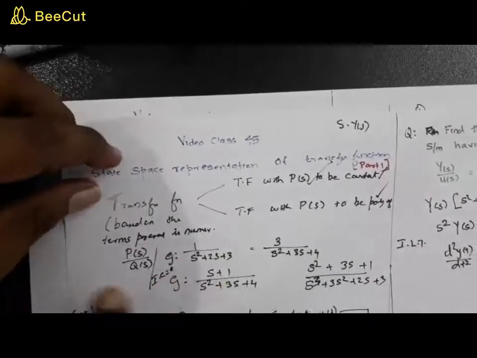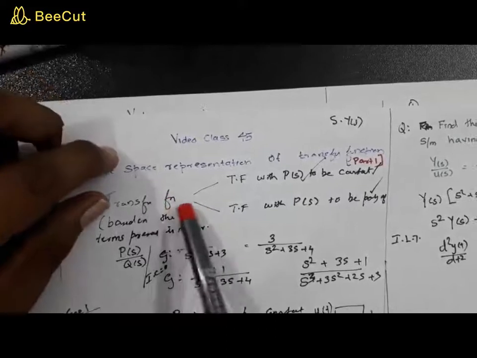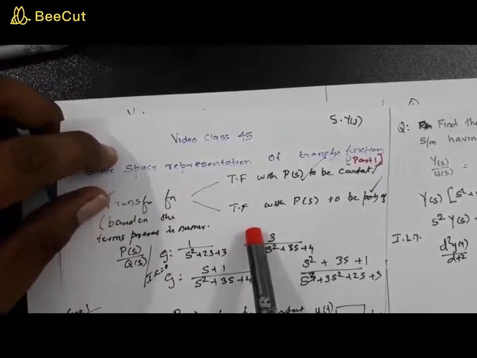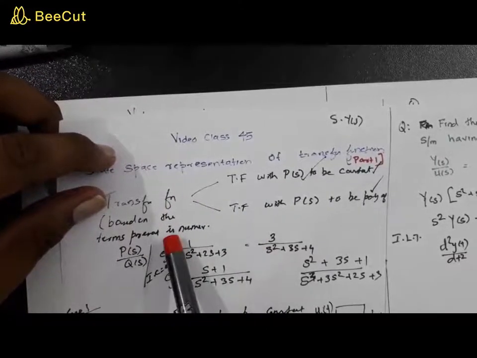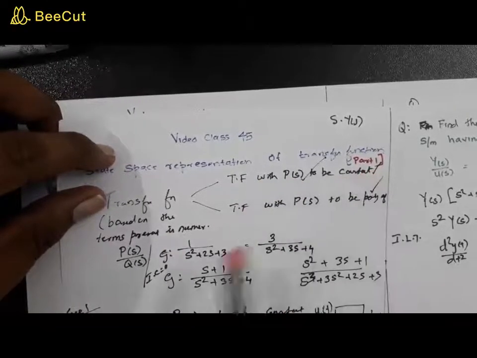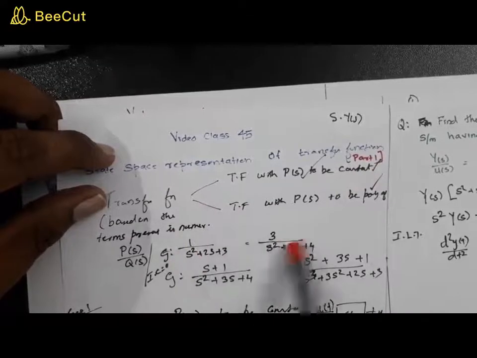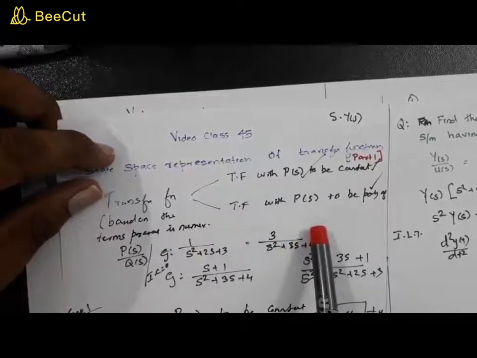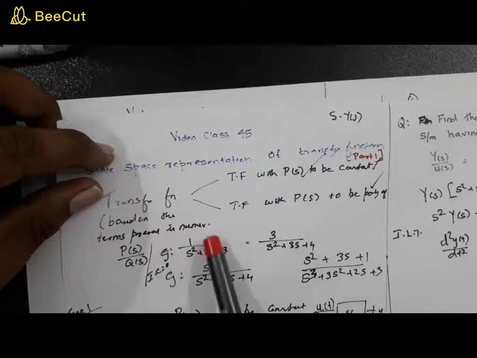Okay, in the last video, we have seen that the transfer function can be classified according to the terms present in the numerator as p of s to be a constant, as in this example, and we have seen how to obtain the state model from a given transfer function like this.